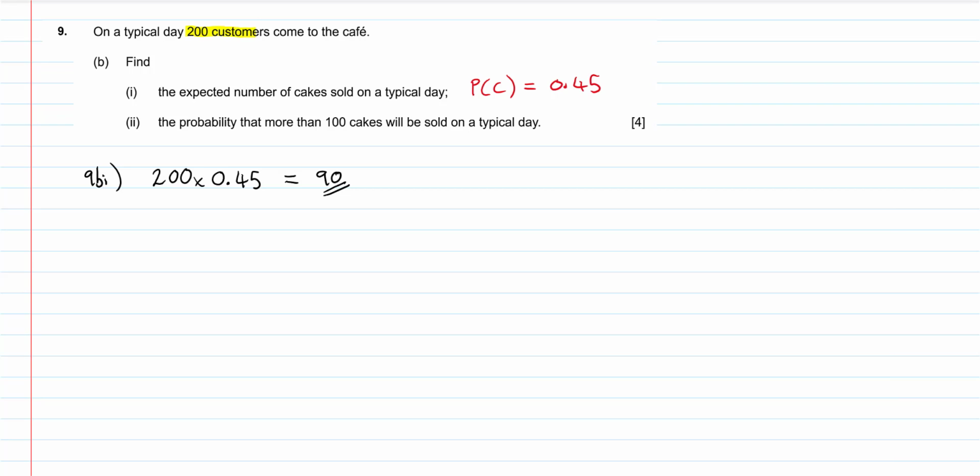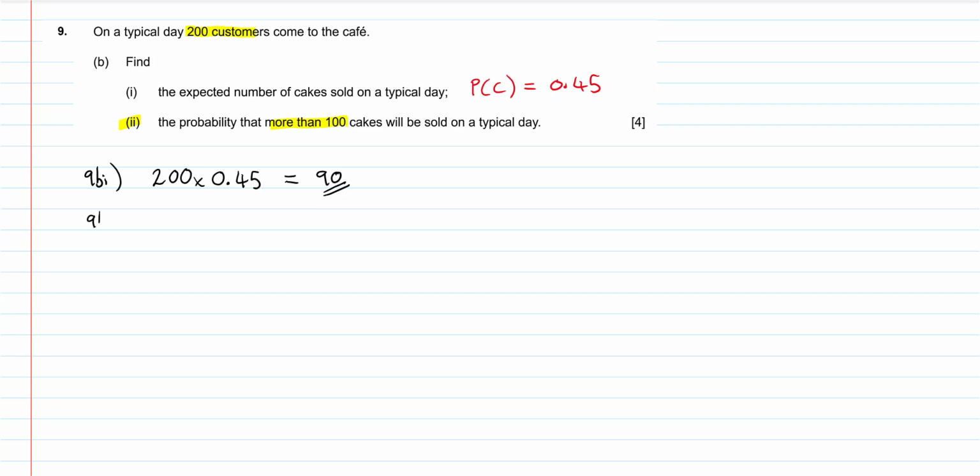For 9b part 2, we need to find the probability that more than 100 cakes will be sold on a typical day. So the trick here is to see that we can use the binomial distribution. And that's because we've got a success or failure, with the success selling more than 100 cakes, and the failure would be selling 100 cakes or less.